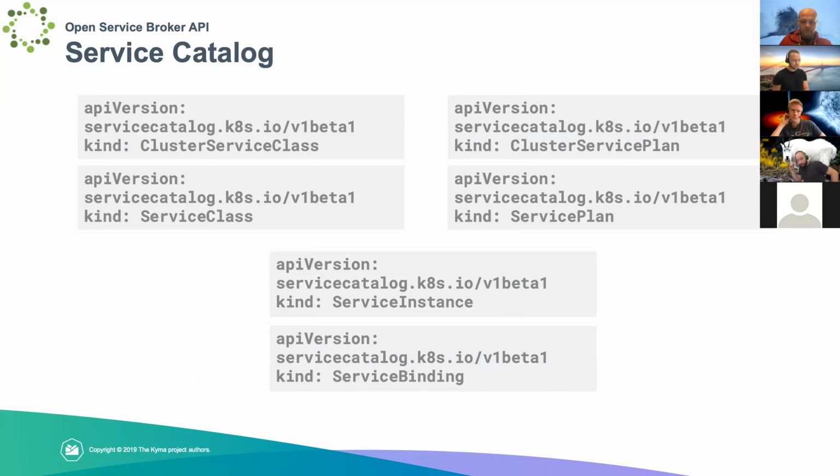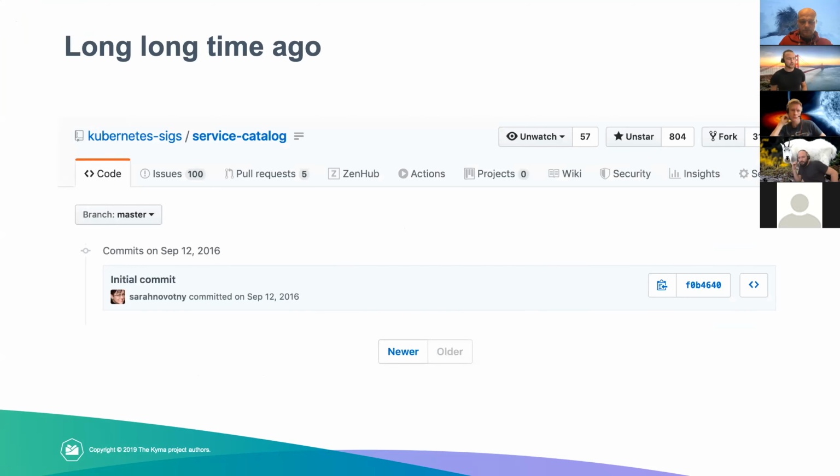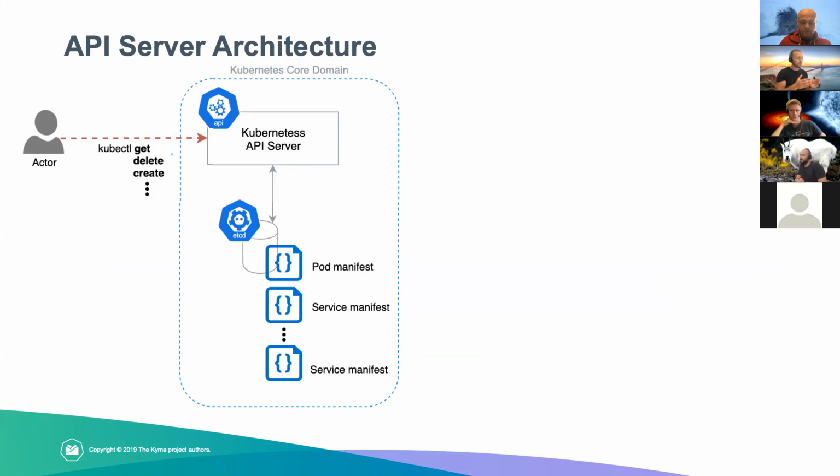But the question is how? Basically, I need to tell you that Service Catalog was started almost 3 years ago. And at that time, you were able to extend Kubernetes only by creating your own aggregated API server. And just briefly, what it is. So when you're operating on the core resources, you are going through the main API server, and the manifests are stored in the main etcd.